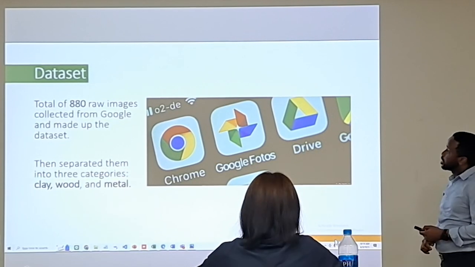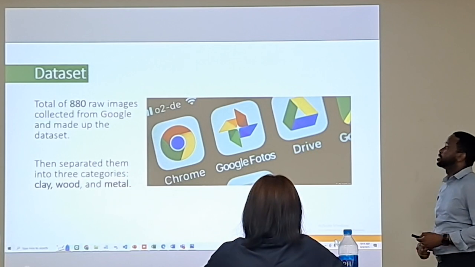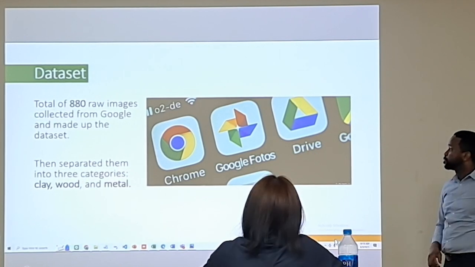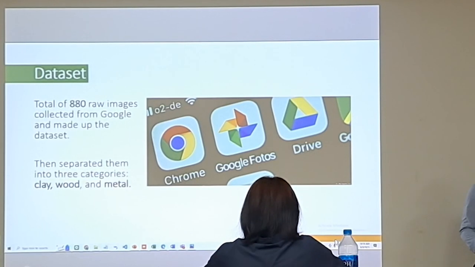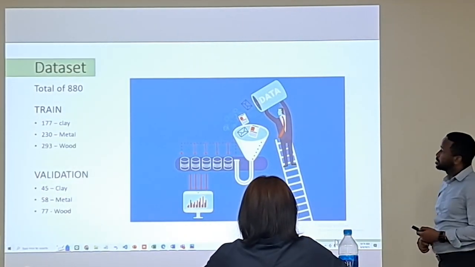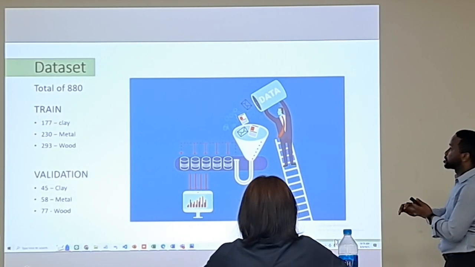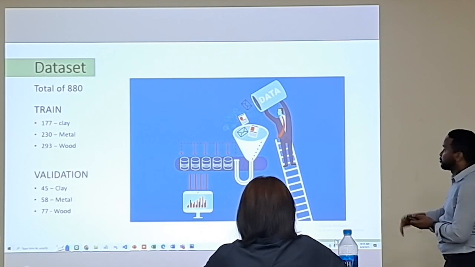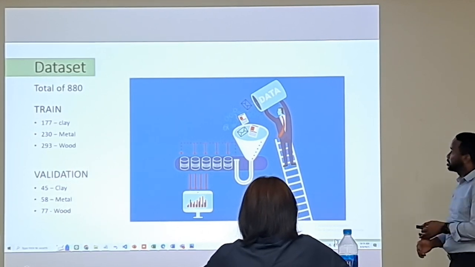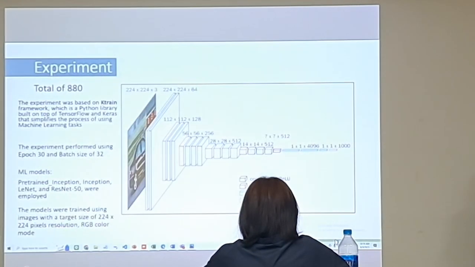For the dataset, I used a total of 88 raw images collected from Google, and separated them into three categories: clay, wood, and metal. And then the dataset was separated into train and validation, as I said, 80% for training and 20% for validation, to prepare the data.